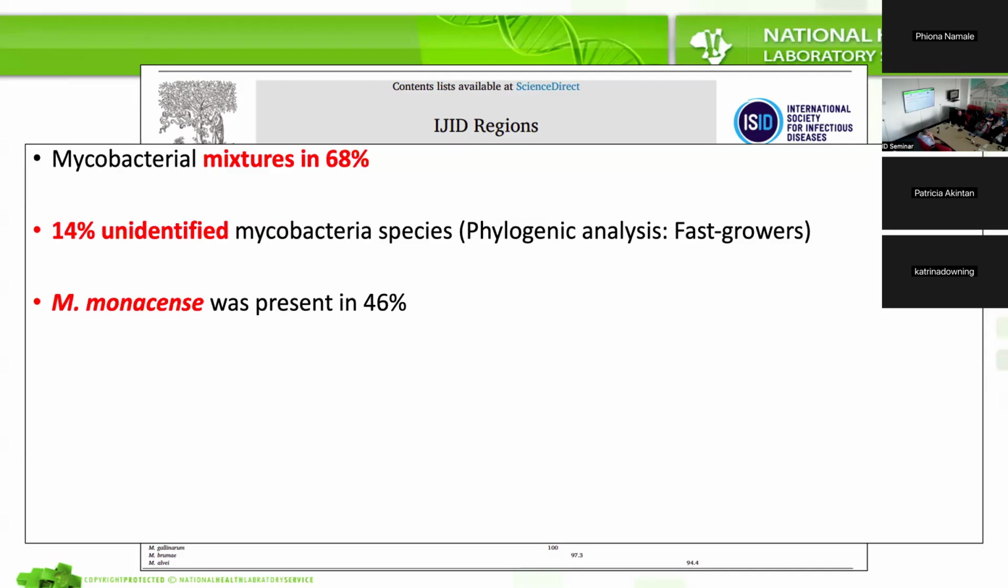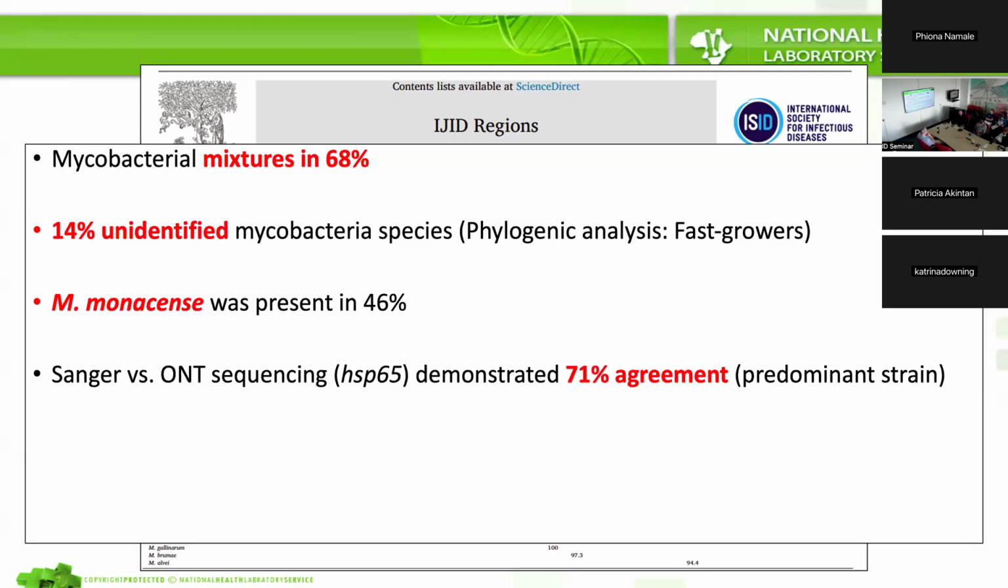And monacense, if you go look at the literature, there are quite a few case series on them from various extrapulmonary sites showing their clinical relevance. And this is all cases from the Western Cape. Then also, if we compare the ONT sequencing or Sanger sequencing, we identified an agreement of about 70% for the predominant species. MALDI-TOF, so matrix proteomic studies, are not very useful when you have mixed cultures. So you probably still need pure cultures for the identification.